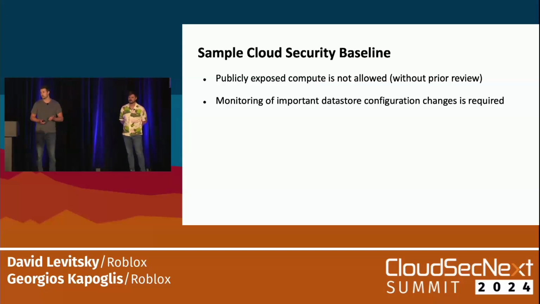The first control we're going to build is a preventive control, saying that publicly exposed compute without prior review is not allowed. Seems like a good idea. The second one is going to be a detective control. Let's say that we have a number of really important data stores in our business, and we want to know about configuration changes to them. So we're going to implement a detective control to make sure intentional or malicious changes to these data stores are something that we know about and something that we can alert on.